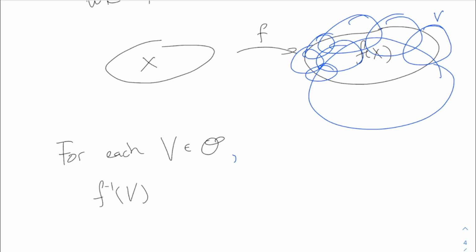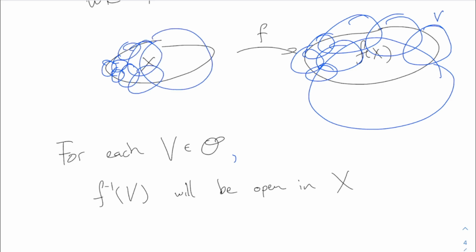F inverse of V will be open in X. So those blue guys over here create a bunch of little blue guys over there. They don't have to be blue, I suppose, but these little guys come from pulling all of these sets back to over there. That's the first step. I'm going to keep walking around. Did you have this idea?